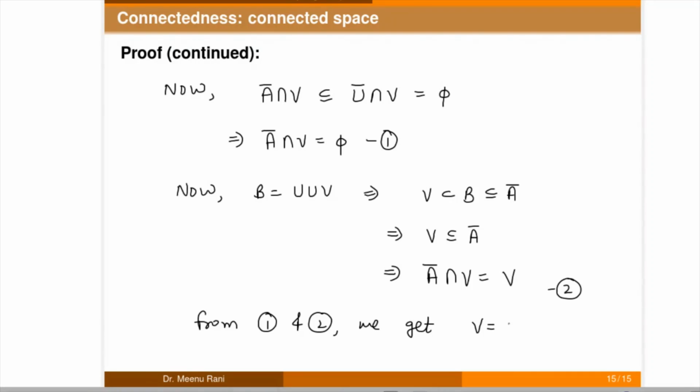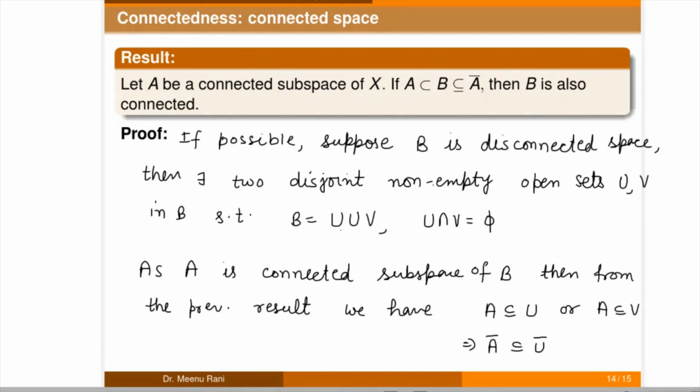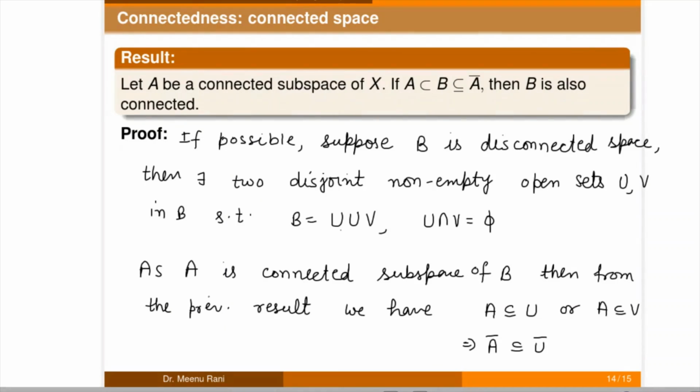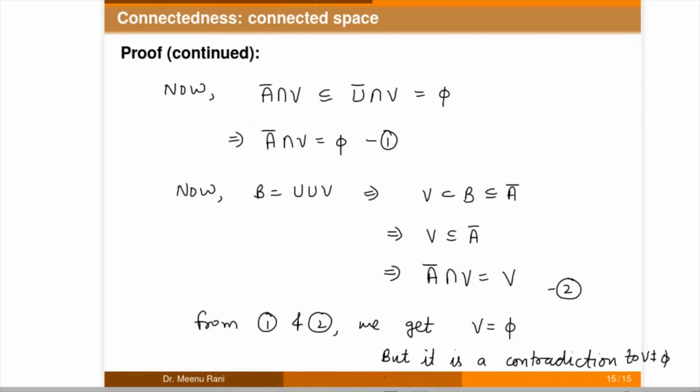we get V is equal to empty, but U and V both are non-empty open sets in B, but here V is equal to empty. So it is a contradiction. So V is non-empty, so our supposition is wrong that we have taken B as a disconnected space. So from this we can say that B is a connected space.